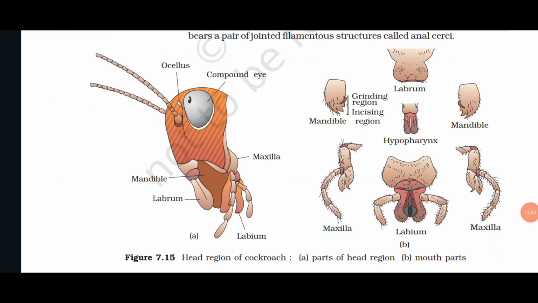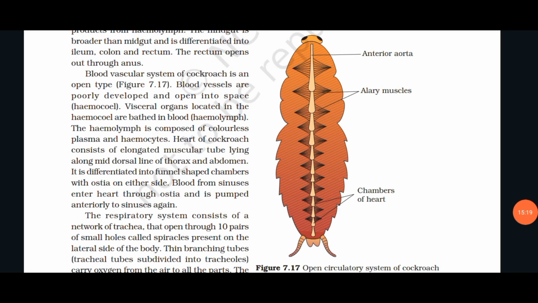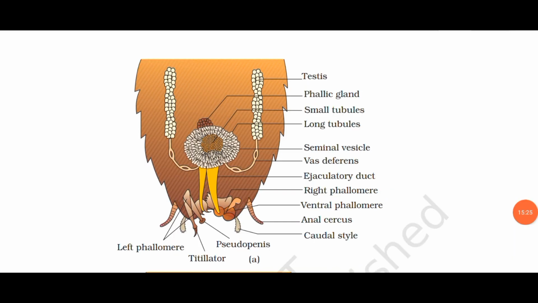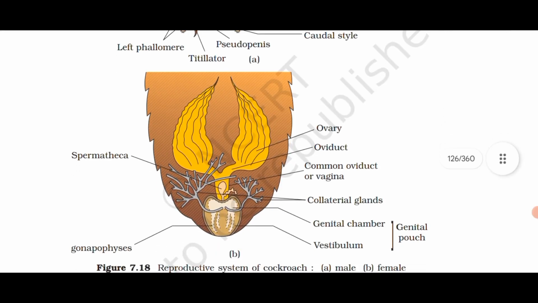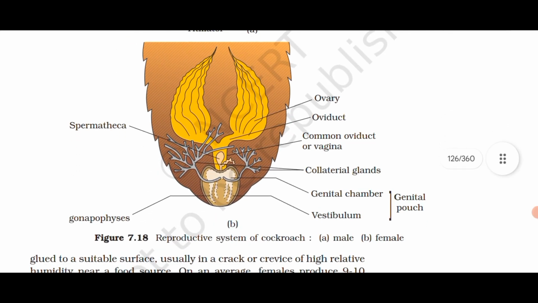Let's see all the structures of cockroach. This part is head region of cockroach. This part is alimentary canal of cockroach. This part is open circulatory system of cockroach. This is male reproductive system of cockroach, and the last part is female reproductive system of cockroach.